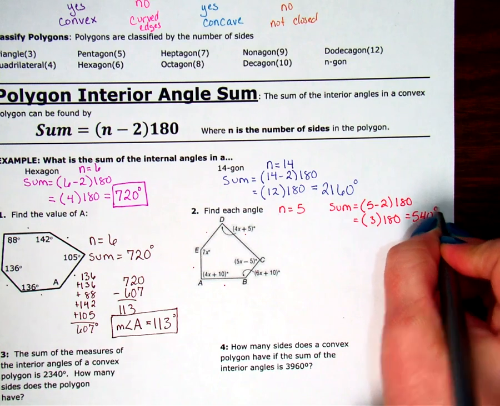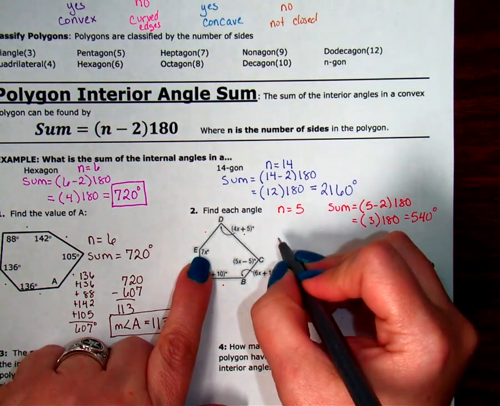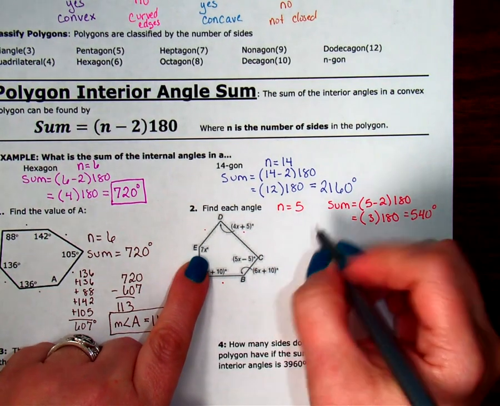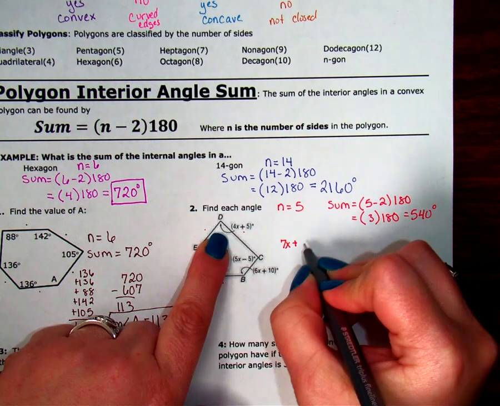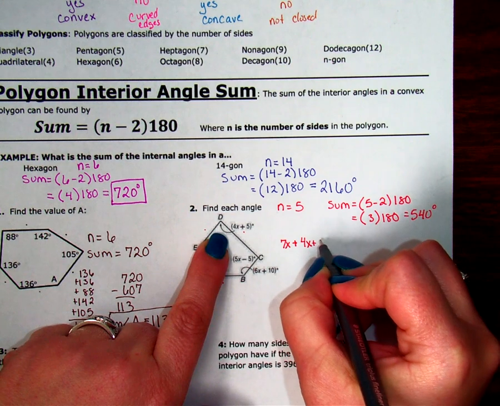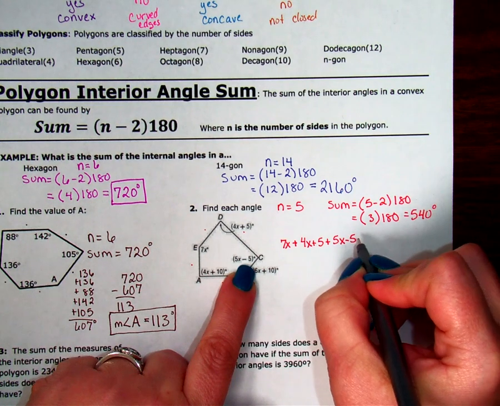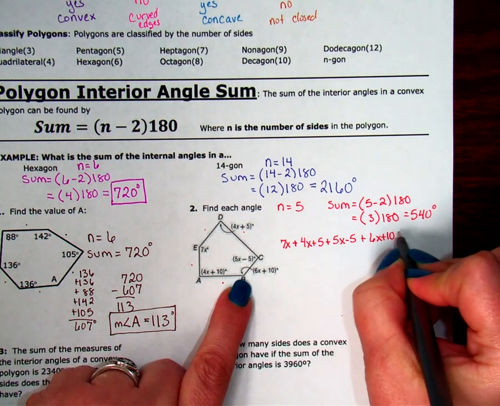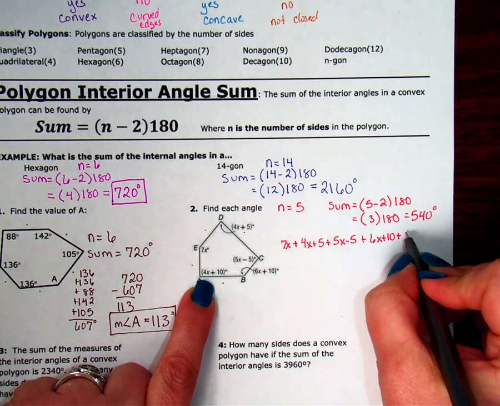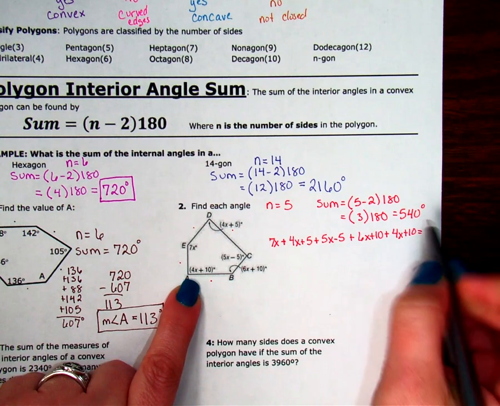So I know if I add all 5 angles together, it's going to add to 540 degrees. So let's do that. Let's add all of our angles together. So I'm going to start with E. I just picked one. E, 7x plus, and then I'll come up here to D, 4x plus 5 plus, and then I'll come over here to C, 5x minus 5 plus, then I'll come down here to B, 6x plus 10 plus, and then I'll come over here to A, 4x plus 10. I'm going to run out of space, and that's all going to equal 540 degrees.